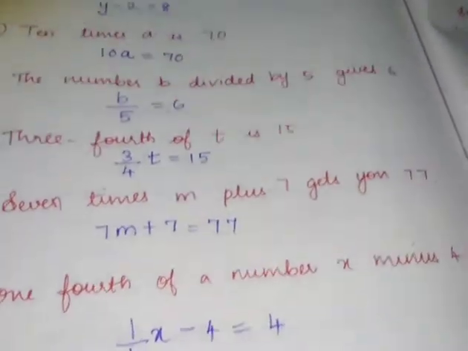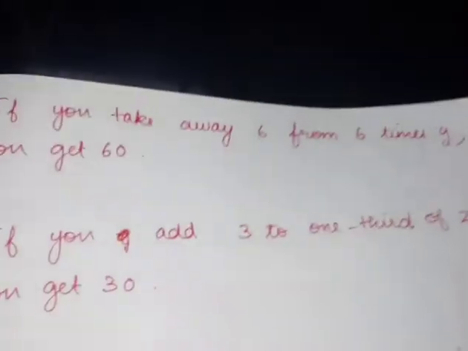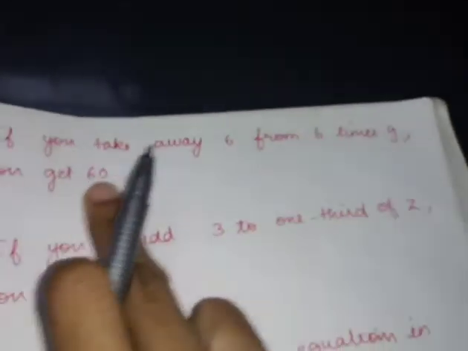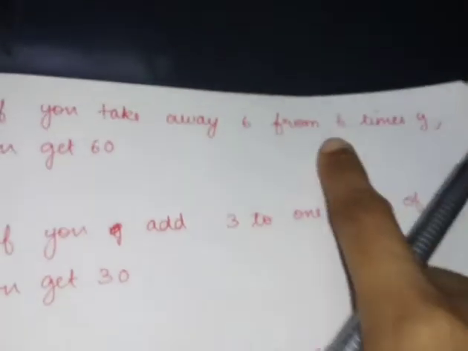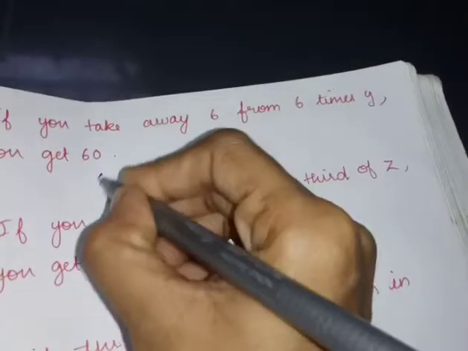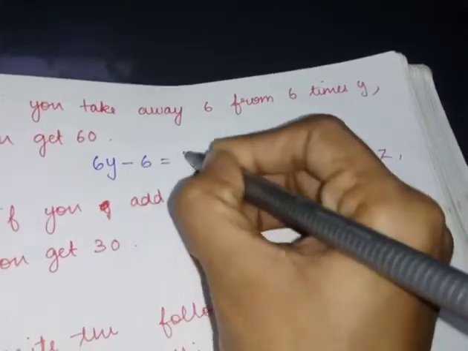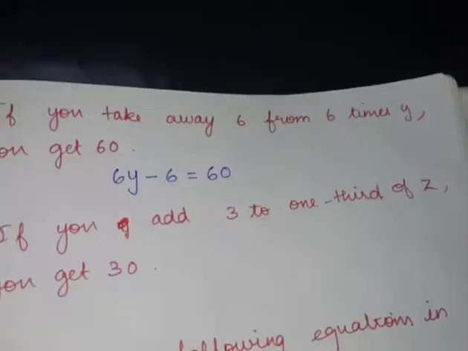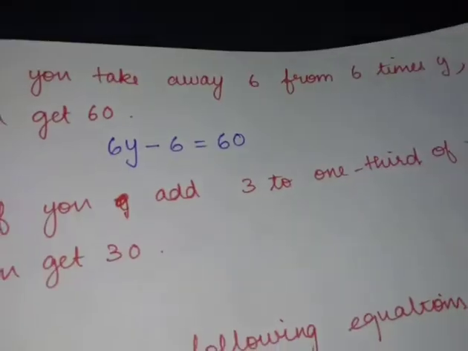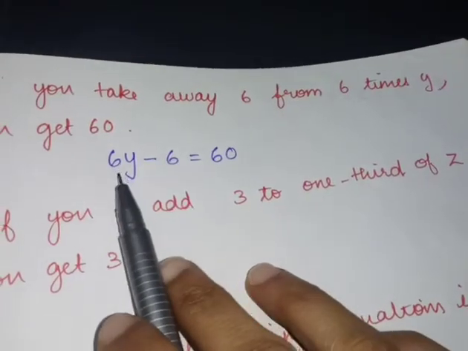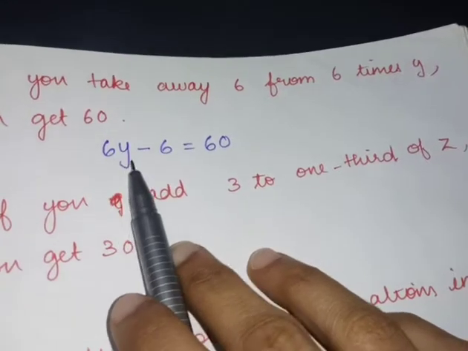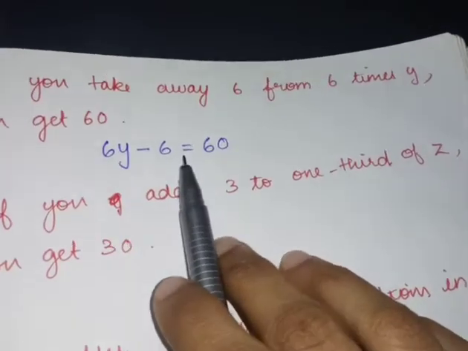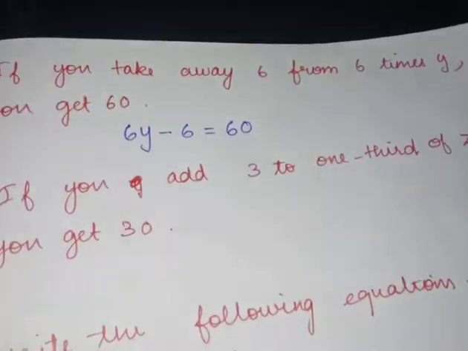So next is your eighth question. If you take away 6 from 6 times y, you get 60. Okay, what they are saying? If you take 6 from 6 times of y, you will get 60. So what they are saying, children? If you take away means minus. I am just going to take away 6 from 6 times of y. 6 times of y means 6y. You will get 60. Equal to 60.